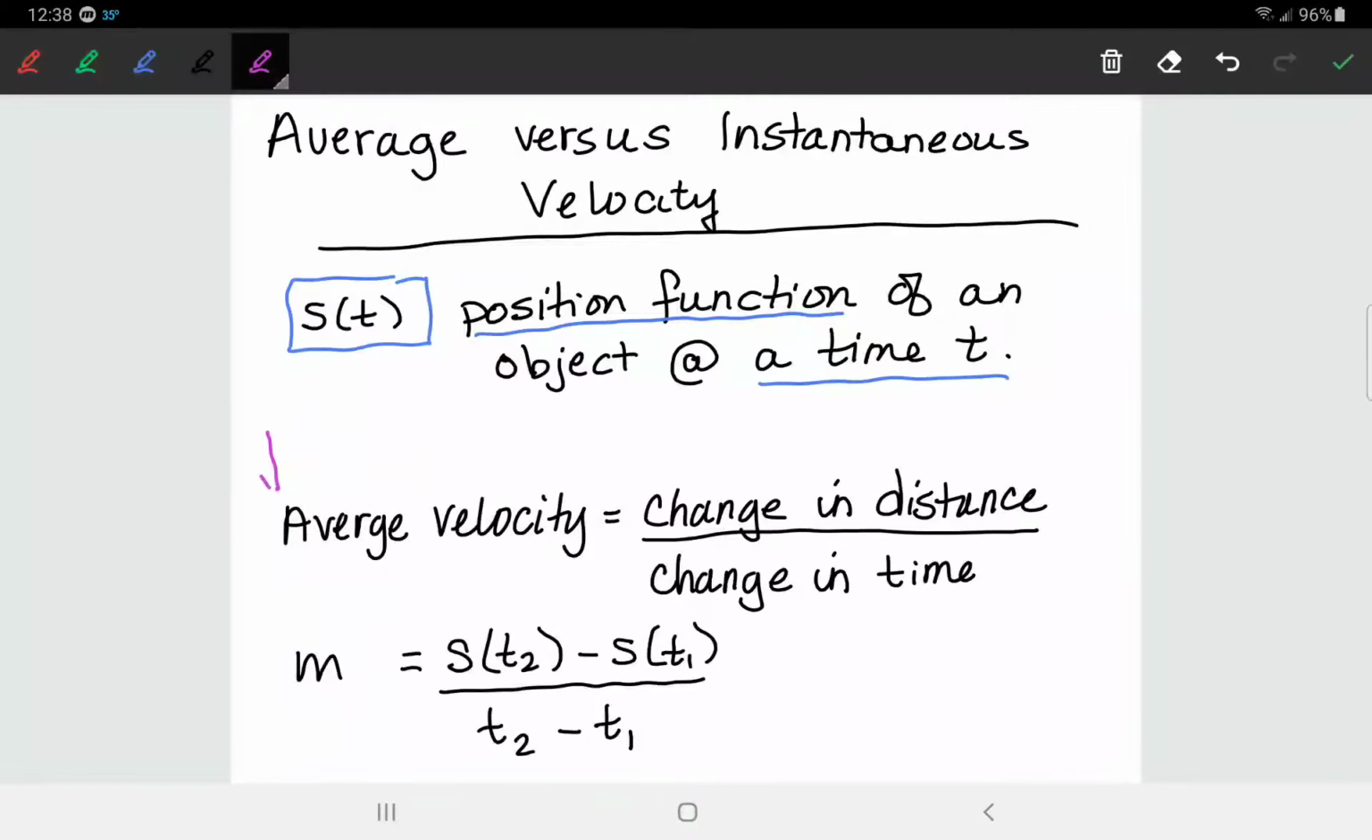We should also note again that the average velocity is the change in distance, which will come from the position function, over the change in time. So really this just boils down to slope. If we're looking at the average velocity between a time t1 and t2, you evaluate the position at t2, subtract off the position at time 1, and then divide by the change in time, t2 minus t1.